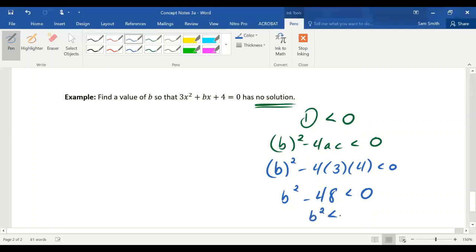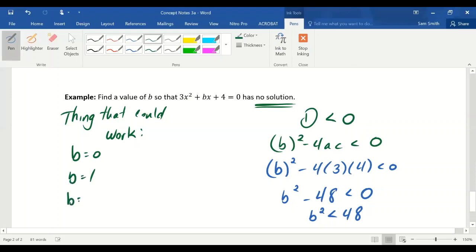I could rewrite this just a little bit if it helps me think. Any number whose square is smaller than 48. So things that could work, for example, I could choose b to be 0. 0 squared is definitely smaller than 48. b could be 1, b could be 2, b could be 3, b could be 4 or 5. All of these numbers have squares that are smaller than 48. I think even 6 squared is smaller than 48.